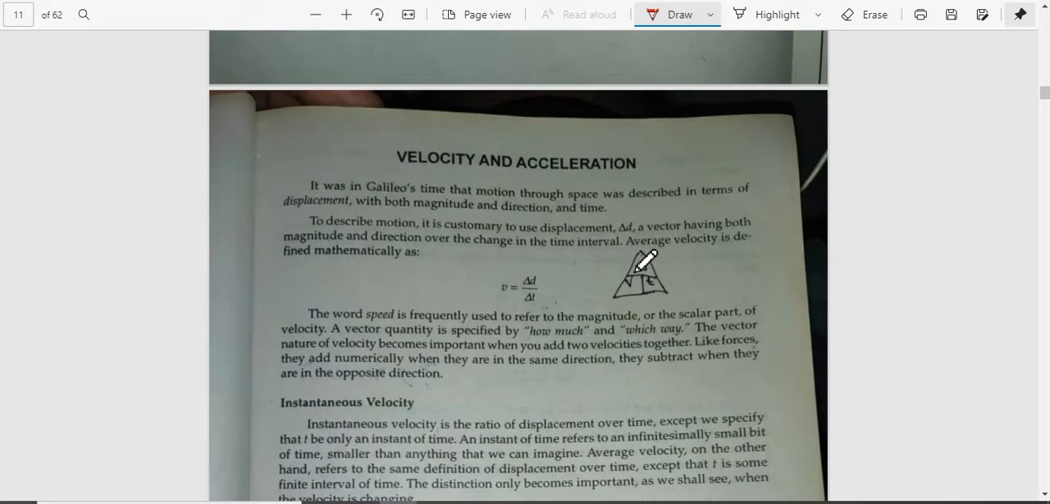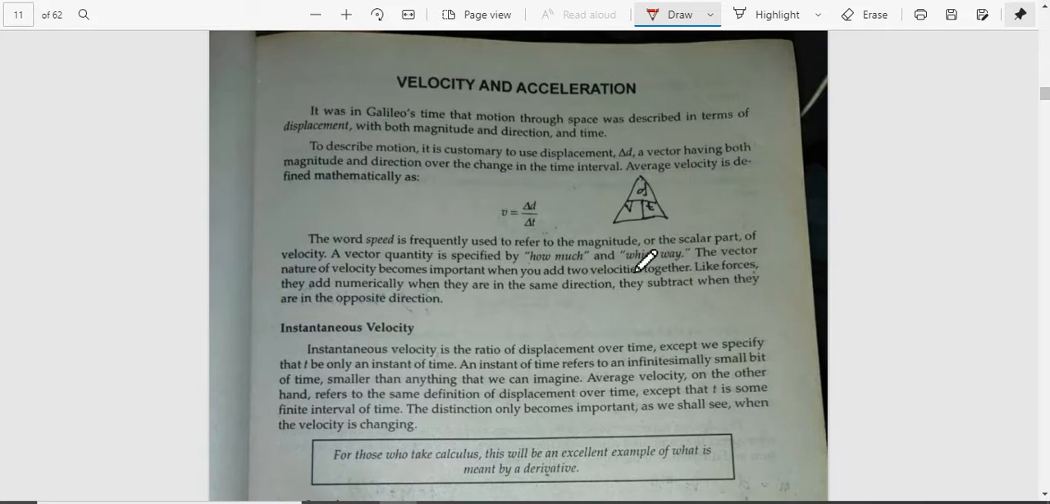Okay, so velocity and acceleration. It was in Galileo's time that the motion through space was described in terms of displacement, with both magnitude and direction at the same time. To describe motion, it is customary to use the displacement, or the change in d. The d signifies displacement, a vector having both magnitude and direction over the change in time interval. So average velocity is defined mathematically as v equals change in displacement over time. So that is your velocity.